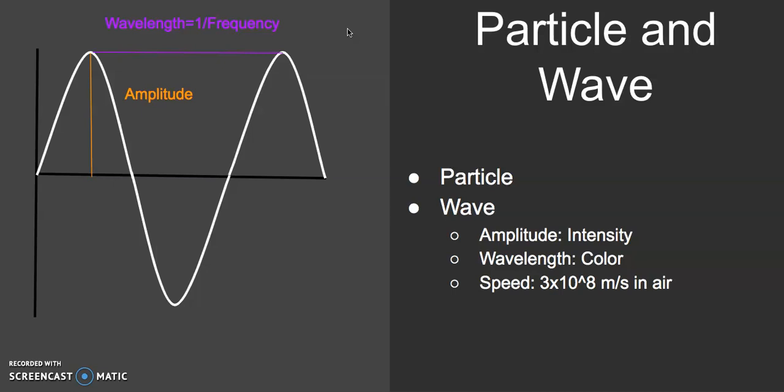But of course, we also have things that are outside what we can see. We also have light at different speeds, and light speed can vary depending upon its medium. It's about 3 times 10 to the 8th meters per second in air.